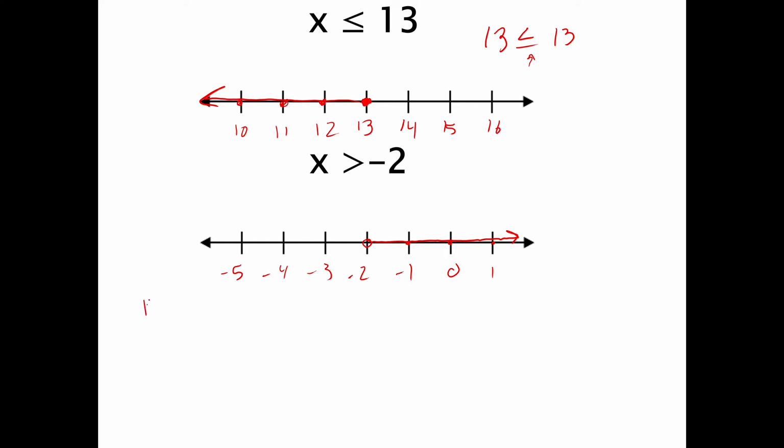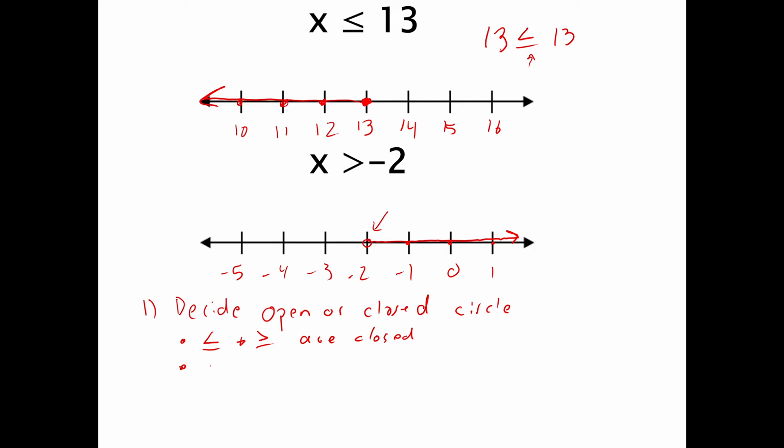So the first thing we need to do is decide if we have an open or closed circle. So the open or closed circle, what I mean is I'm talking about this right here. So there's a little rule of thumb. The little rule of thumb is that less than or equal to and greater than or equal to are closed. And just a plain less than and a plain greater than are open.